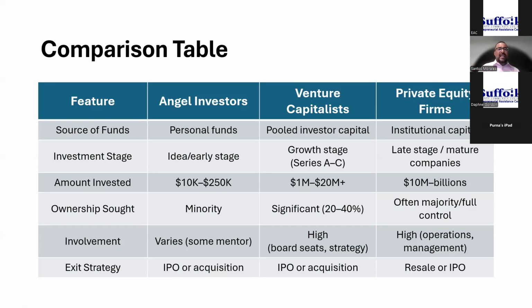Angel investors like to invest in the idea stage, venture capital in growth stages, and private equity in large mature companies. Angel investors want to invest between $10,000 to $250,000 in those businesses. Venture capitalists can do $1 million to 20, and private equity firms can do 10 million and up to billions of dollars. In terms of ownership, the angel investor is going to take a minority ownership in that company.